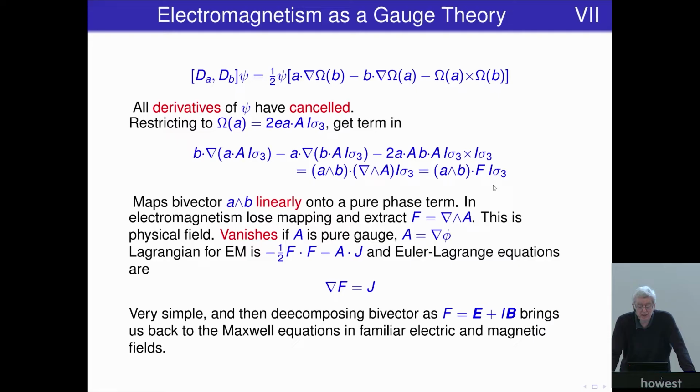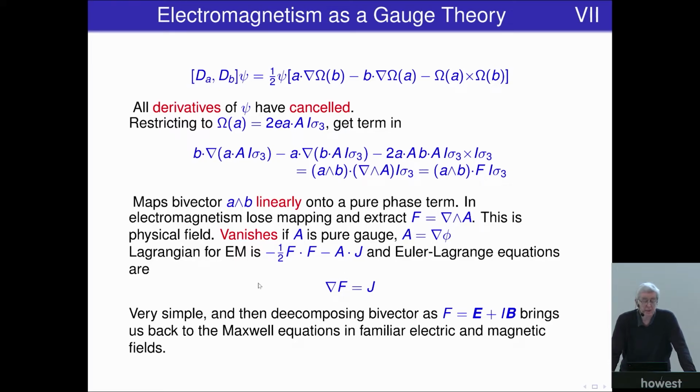And so the conventional thing that we now do is we forget this is actually a mapping, an omega of A. We strip off the I sigma 3, and we think of F itself as being the field strength tensor. And of course, as we said, it vanishes if A is pure gauge. If A is grad phi, it just vanishes.